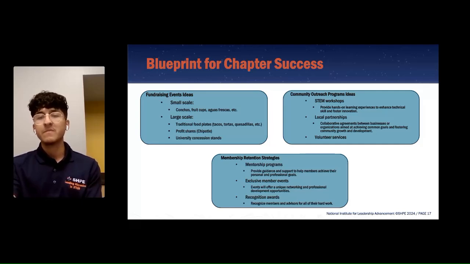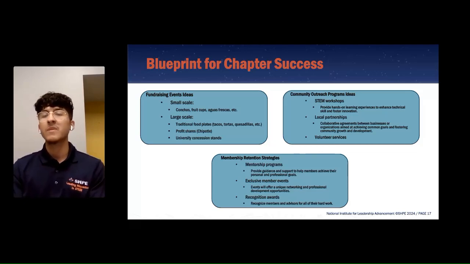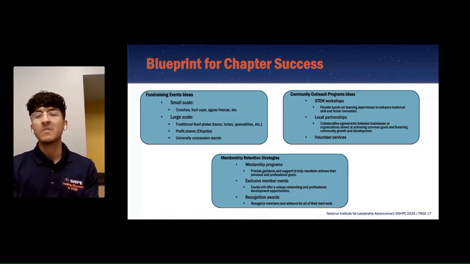For community outreach events, some ideas would be STEM workshops, local partnerships, or volunteer services. And all of these align with SHIP's missions. So in each case, you will be fulfilling SHIP's mission.